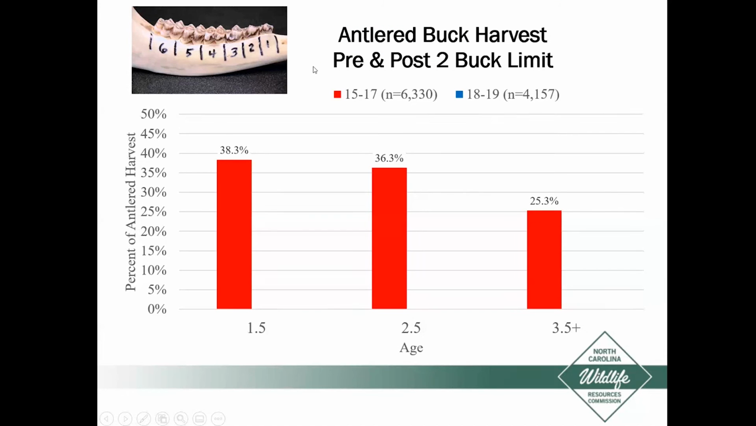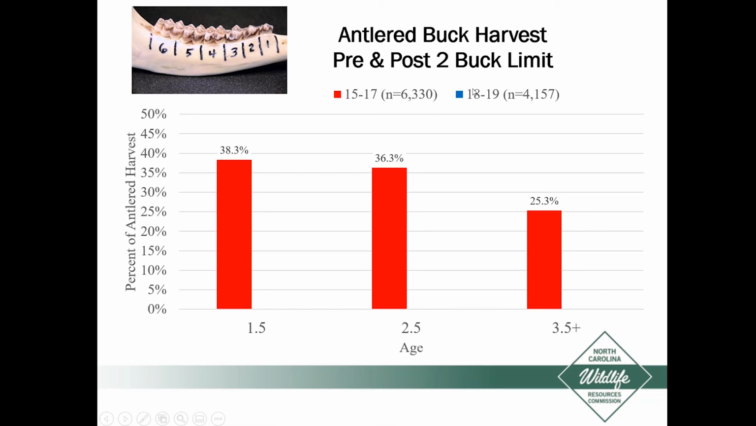So, again, this is the other database that we rely on for data to determine whether or not we're meeting our metrics for our biological objectives. One of our biological objectives is we want to have all buck age classes adequately represented in the herd. And our metric for determining whether or not we're meeting that objective is we want to see less than 30% of our antler buck harvest in this 1.5 year age class. So you can see over a 3-year period, we're averaging 38.3% yearling males.